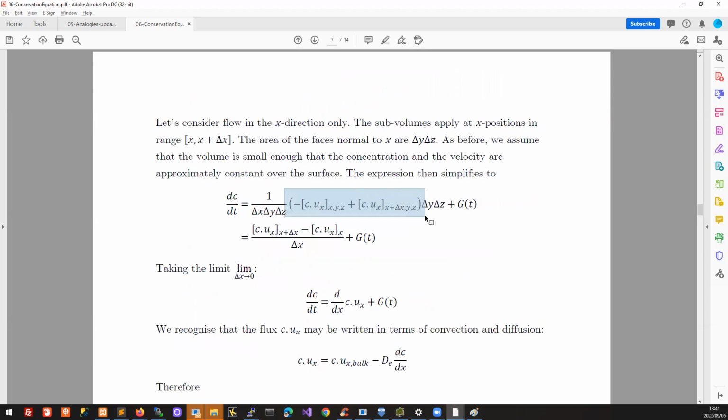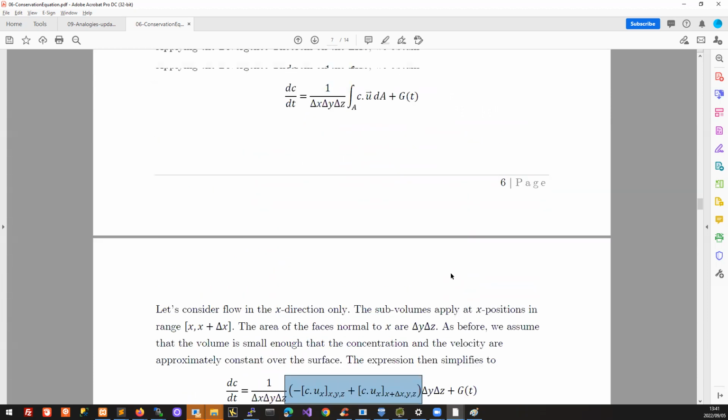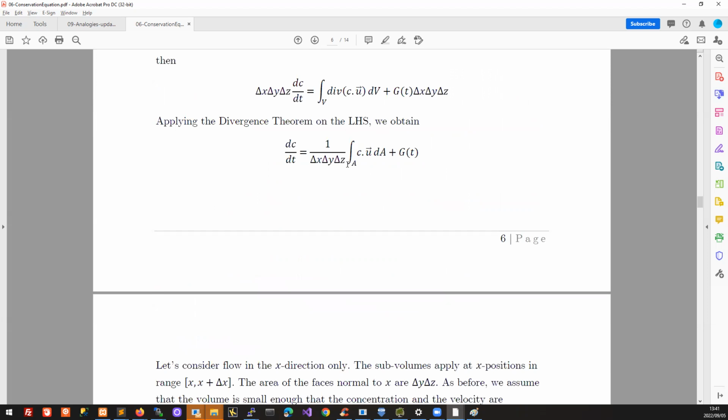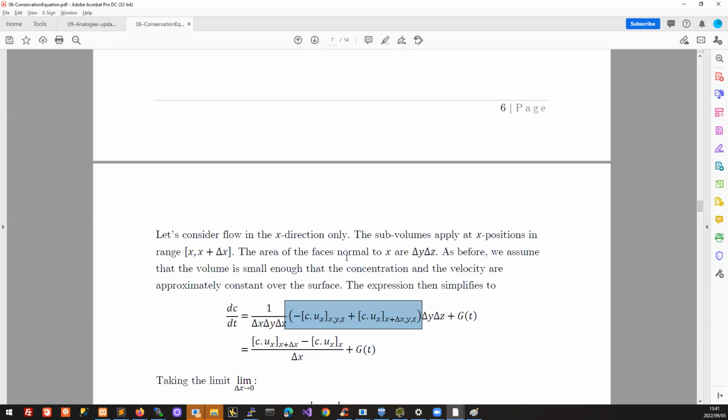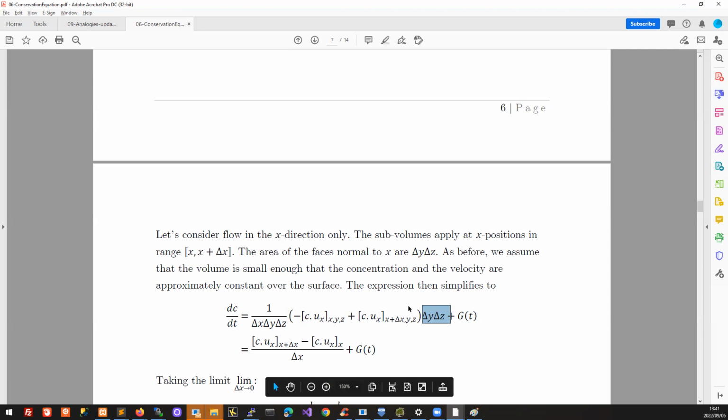Because if you take your change with respect to the area integrated over the space, then that's the same as saying what's the flow in on one side and what's the flow on the other side, right? Looking in the x direction only, the area is delta y, delta z, and the positions are at x and x plus delta x.